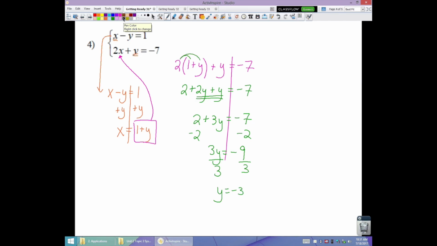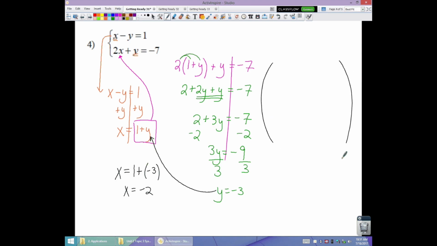To get the other half, I substitute that value back in the box. So my x variable is 1 plus the value I just found, negative 3. 1 plus negative 3 is negative 2. So my solution to this system is the point negative 2, negative 3.